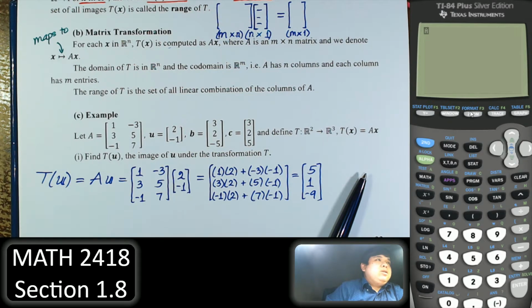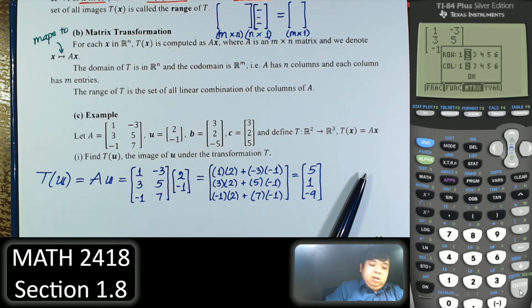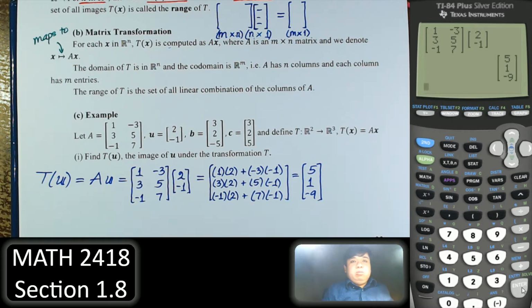Just multiply the matrices. A matrix of 3 rows, 2 columns: 1, negative 3; 3, 5; negative 1, 7, times the column vector of two rows, one column, 2 and negative 1, gives 5, 1 and negative 9. So yeah, that's straightforward.